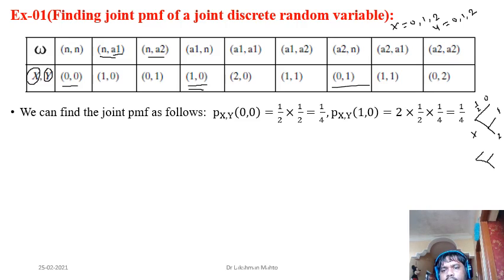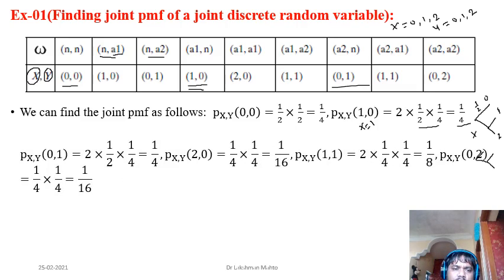So how we can calculate? So x here is taking value 1 and y is taking value 0. So what is the probability of that? Probability of x would be 1 by 4, and y is taking value 0, that probability would be 1 by 2. So this is the probability, and it is happening two times, so we are multiplying it with 2, and the resultant joint probability mass function is 1 by 4. And similarly, we can calculate all these values.